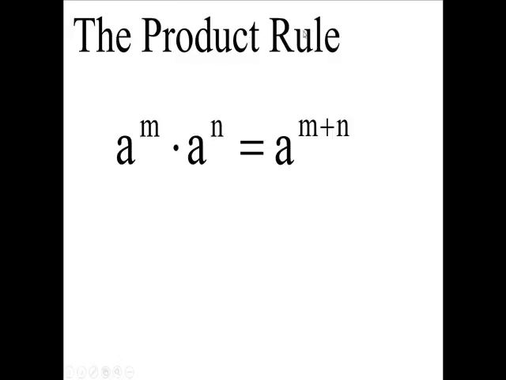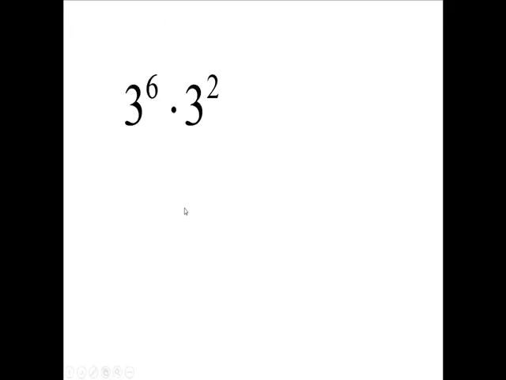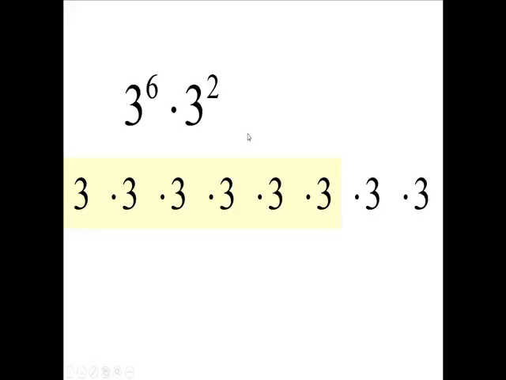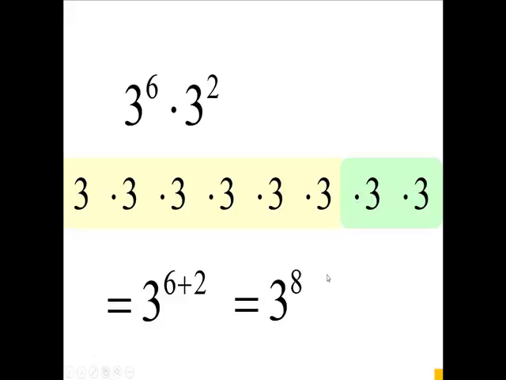This is called the product rule. Product means we're multiplying, and the rule is to add the exponents. So the quick and dirty way of doing this, well, we'll write out the 6 of them, and then we'll write out, there's my 6, we'll write out 2 more, okay? So how many do I have all together? I have 6 plus 2, don't I? Okay, which is a total of 8 threes here. So all we need to do is add 6 plus 2 and get 8 using the product rule.